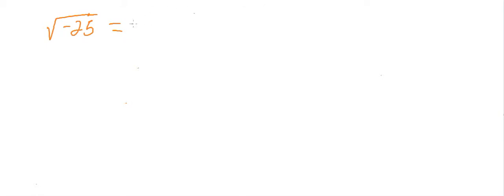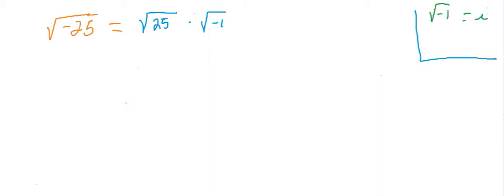This would be equal to the square root of 25 multiplied times the square root of negative 1, because if we multiply negative 1 times 25, we get a negative 25 up in the radical. Now, from our rules that we talked about before, the square root of negative 1 is equal to i, just like i squared is equal to negative 1. So these are the rules that you need to remember. The square root of 25 is 5, times the square root of negative 1, which is i. 5 times i is 5i.